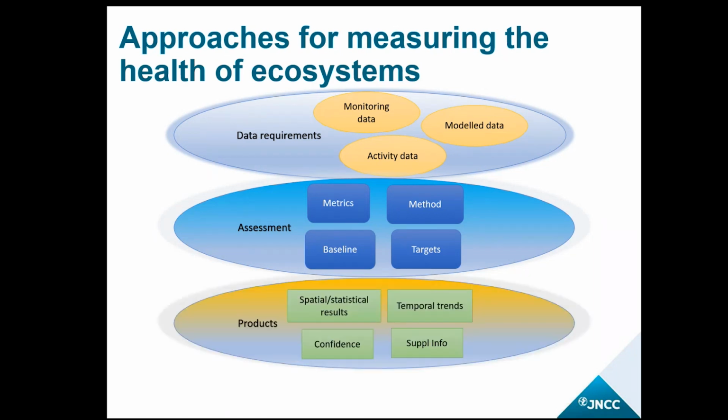And then in terms of other products, I guess, that come along with ecosystem assessments, you could have spatial and statistical results. So this might be mapped outputs. You might also be able to have temporal trends if there are regular assessments that are repeated. So you can see how things have changed or are changing over time, and link that back to see how health has changed over time.